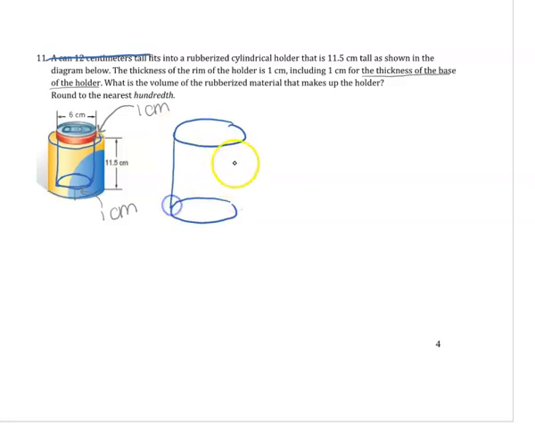I'll do him in blue, I think. So that's my outer figure. And then I'll do this in red. I have the smaller cylinder. So I'll put them over here. Ultimately, I'd want to find the volume of each of those, but then take the difference so that I have the volume of just the rubber around the outside. Let's start with our bigger cylinder.